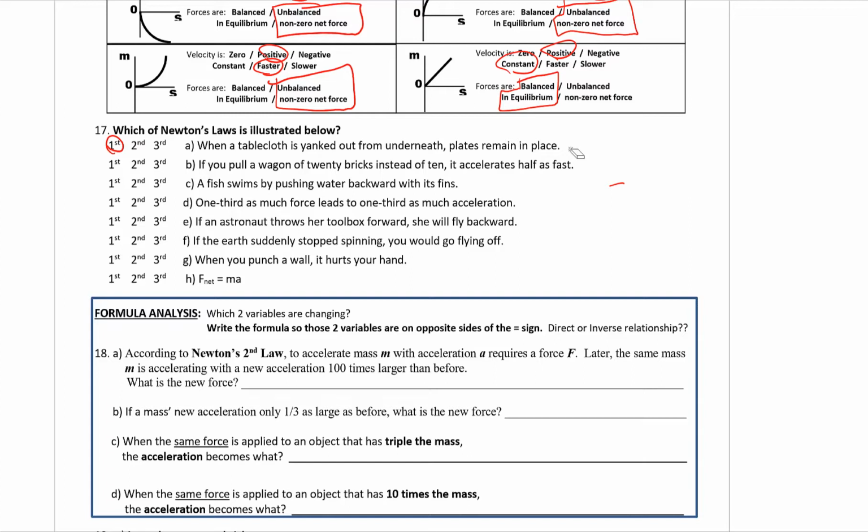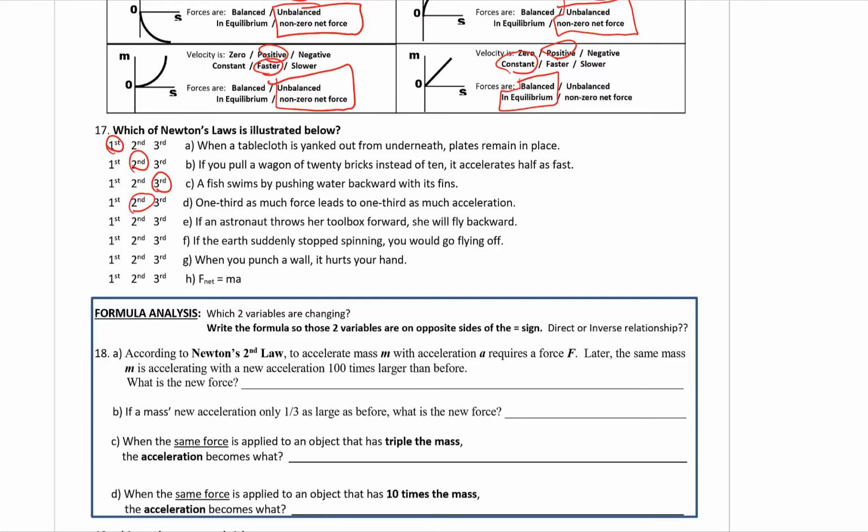So here you pull a wagon with 20 bricks and it goes half as fast. Well, to figure that out, you got to use the formula F equals ma to see the exact relationship between these things. So second law. The fish swims forward by pushing water backwards. So you have the water being pushed back, the fish being pushed forward. That's a pair of action-reaction forces. This one, a third as much force leads to a third as much acceleration. Well, those are numbers. Use Newton's second law to deal with the numbers.